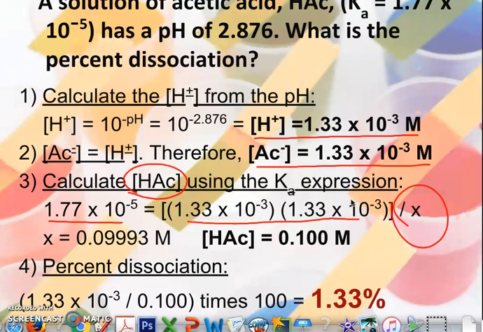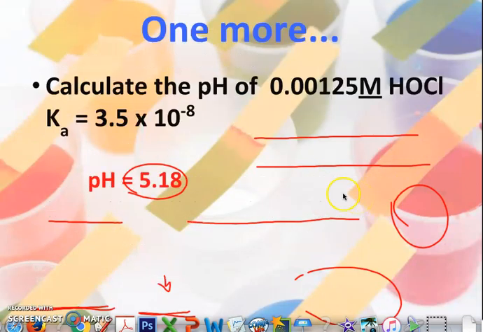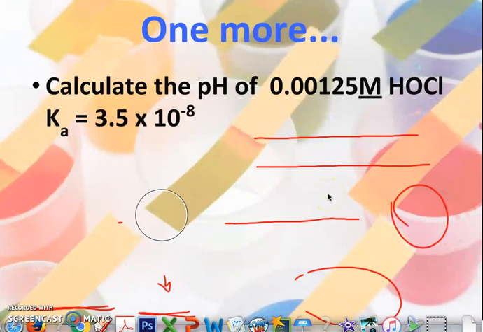If you know what the original concentration of the acid is, now we can find the percent dissociation, because we've got the amount of H plus that we have divided by the whole original concentration. This was the thing you had to work a little bit harder for, and that gives you your percentage dissociation. All right, try this one. Pause video, give it a shot.